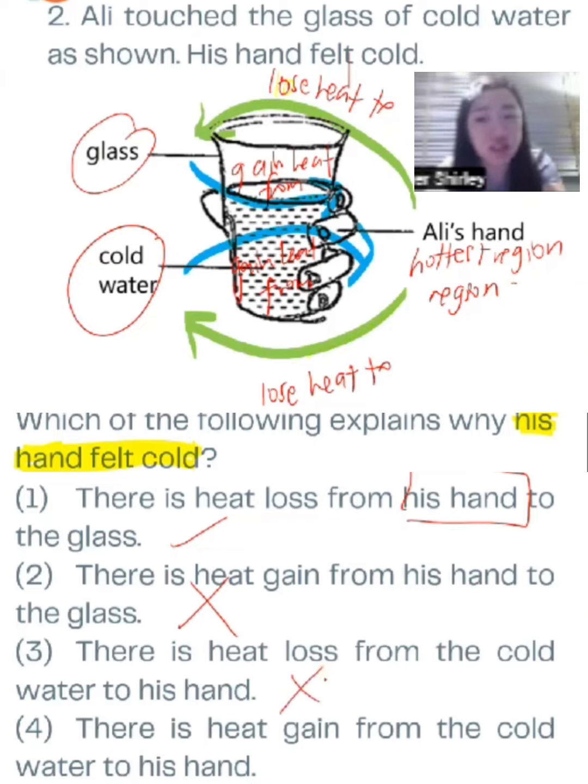That's incorrect. Okay, and the last one, there's heat gain from the cold water. This statement and this statement, these two statements are actually very similar. It's trying to say that there's heat gain from the cold water to his hand. Yeah, so it's just the opposite. But even so, it's more of there's heat loss from his hand to the glass. That's why he was feeling cold.